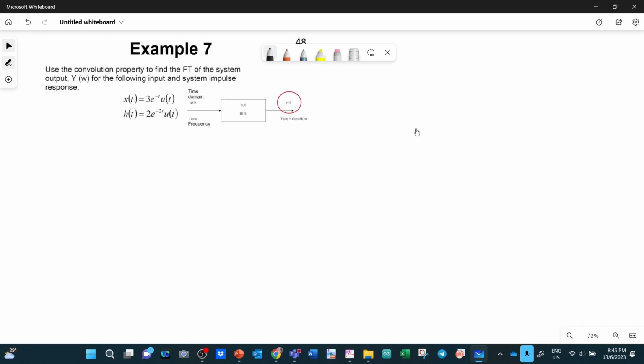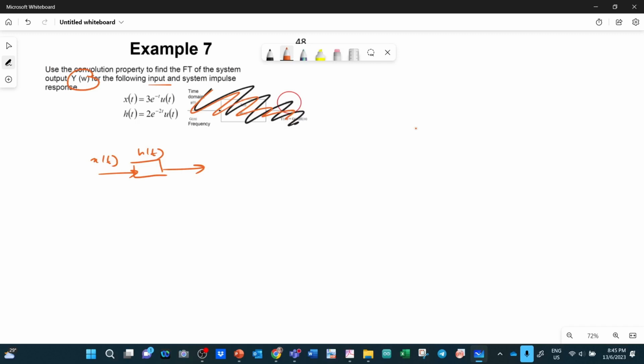Okay, let's say that without looking at this one, just read the sentence. Find Y(omega) if you are given the following input and system impulse response given by x(t) and h(t). So just draw out the block diagram. Normally in the final exam they don't give you this block, they give you the question only. So you have input x(t), you have h(t). The question is to find Y(omega).